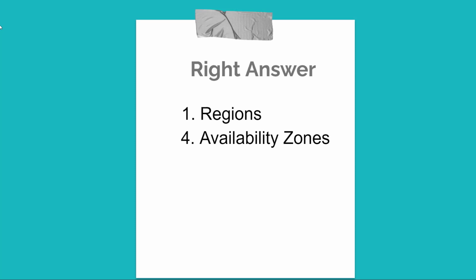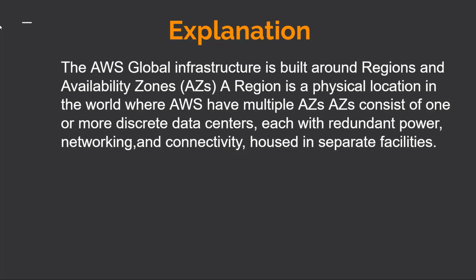4. Availability zones. Explanation. The AWS Global Infrastructure is built around regions and availability zones. A region is a physical location in the world where AWS has multiple AZs. An AZ consists of one or more discrete data centers, each with redundant power, networking, and connectivity, housed in separate facilities.